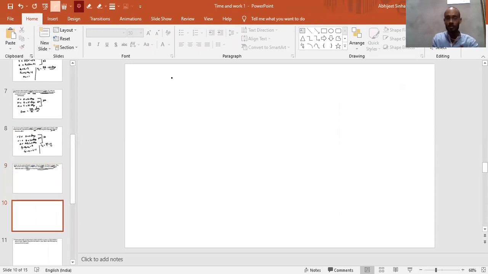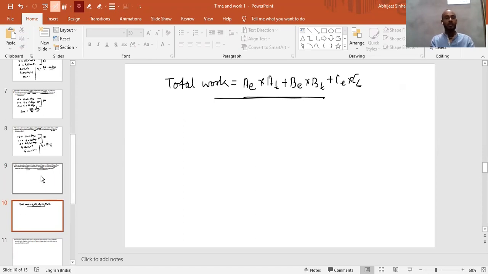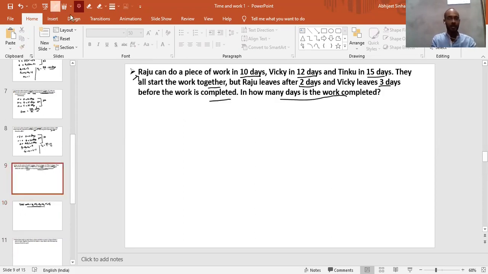Just let me explain one thing here, as I already discussed in the starting, that total work will always be equal to the efficiency of the persons who are working. Basically, you can say the work done by each and everyone. So we'll do the sum of the work done by A, B, and C, let us say. This is the same as B, and this here is C. So the same funda will have to apply. Why I'm saying this? Because here taking the LCM and dividing is not that easy, right? The time for Raju is given, which is 10 days. For Vicky it is also given, which is 12, and for Tinku it is given 15.